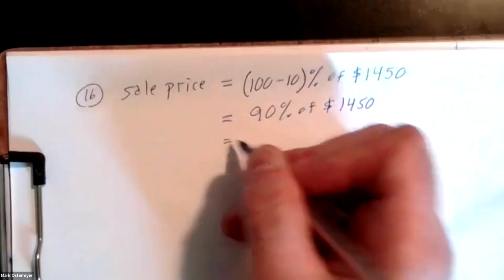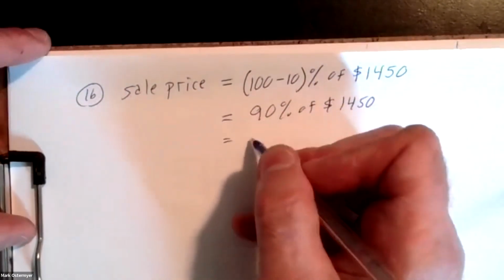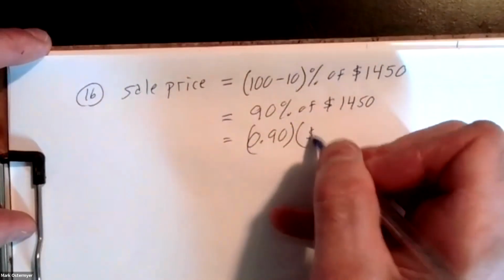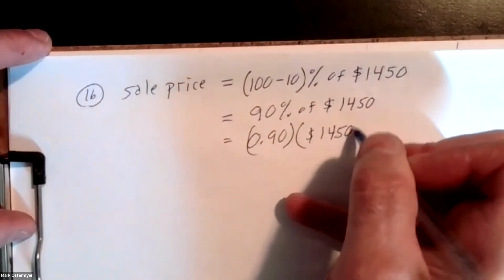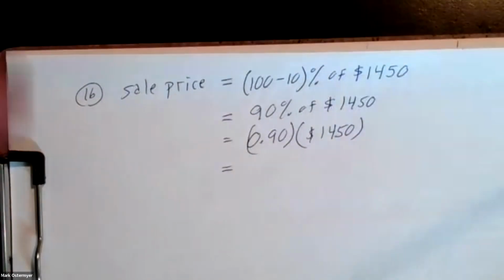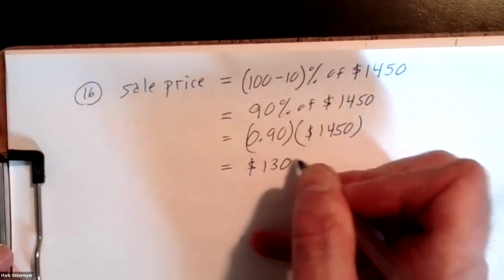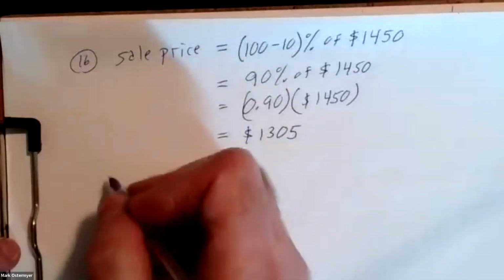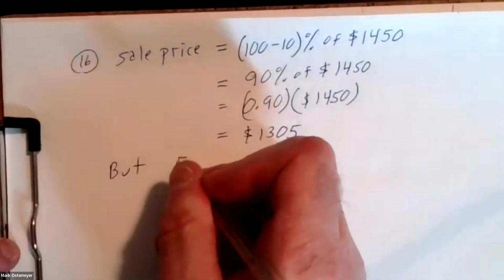Change the percent to a decimal, shift the decimal point 2 places to the left, 0.90, and then we multiply by the 1,450 bucks. And you tell me, what is my sale price going to be? Well, it's going to be 0.9 times 1,450. 1305. There you go. So the sale price is going to be $1,305, correct?